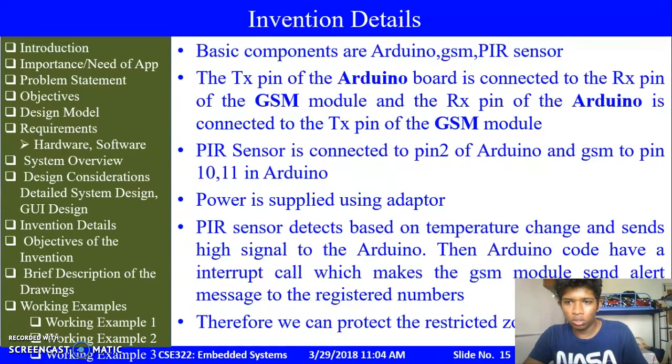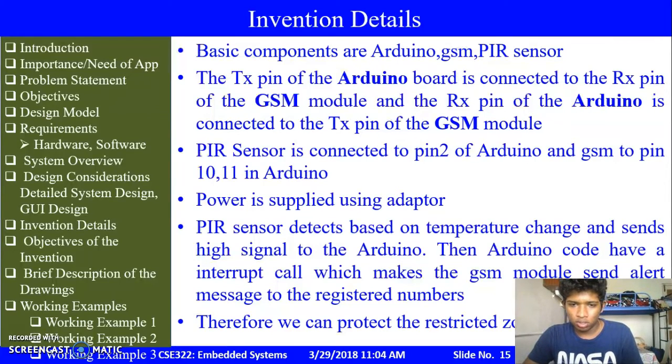GSM is connected to pins 10 and 11, and the ground of the GSM is connected to the ground of the Arduino, and the RX and TX pins are connected as told above. The power supply is given using an adapter, a basic adapter which you connect to the Arduino or the GSM, because both of them have slots for getting a power supply. Using that, you give them power.